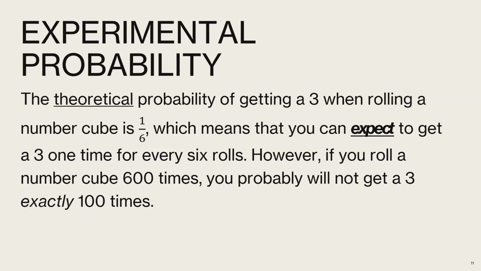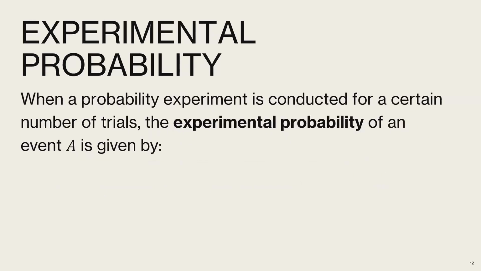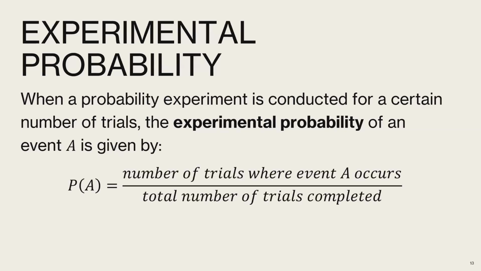Okay, so from there we have our experimental probability, and it has its own formula as well. We still use the same notation, the probability of event A, P of A, which would be the number of trials, so the number of times you actually do the thing, where event A actually does occur, out of the total number of trials completed.